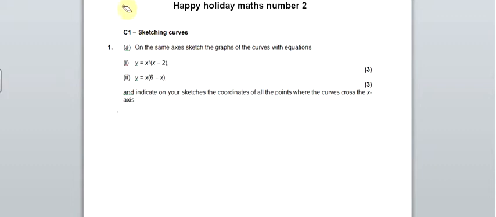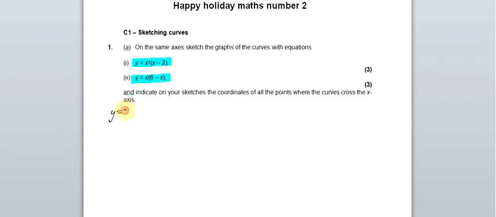Hi there, so we're going to do a little bit of curve sketching with this question. First of all, it says on the same axis sketch the graphs of the curves with these equations, and our first equation there, y equals x squared brackets x minus 2, and y equals x brackets x minus 6. So the first thing we're going to do is multiply them out. So we'll start with the first one.